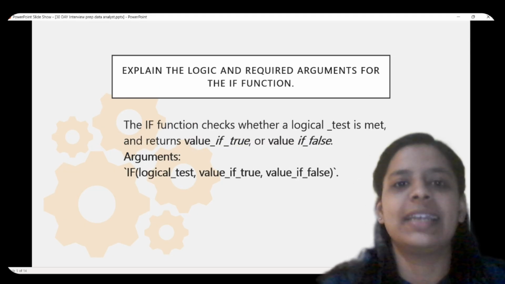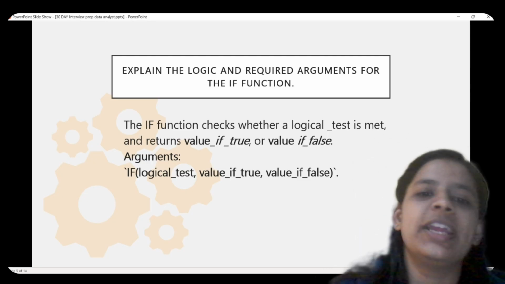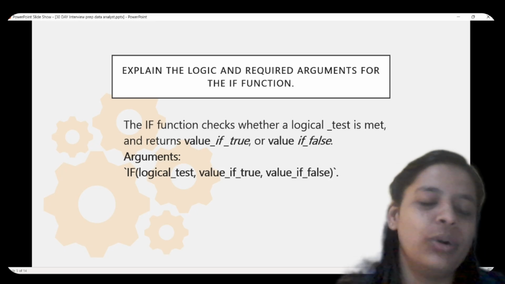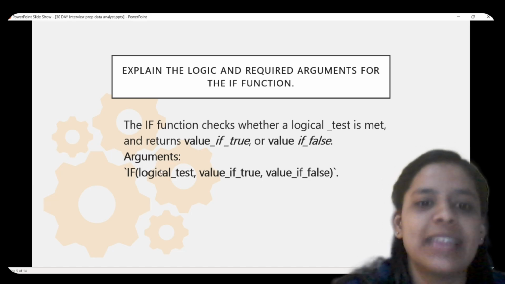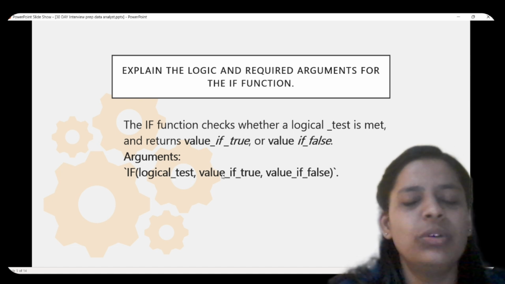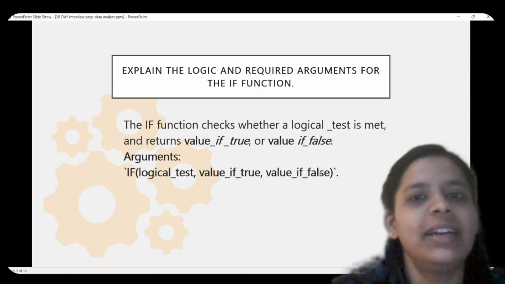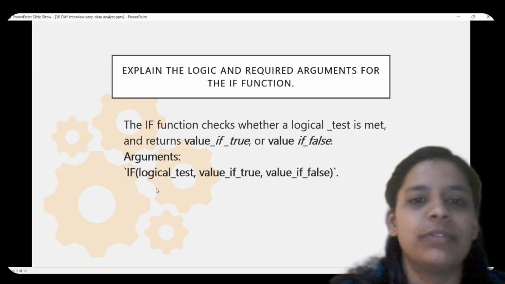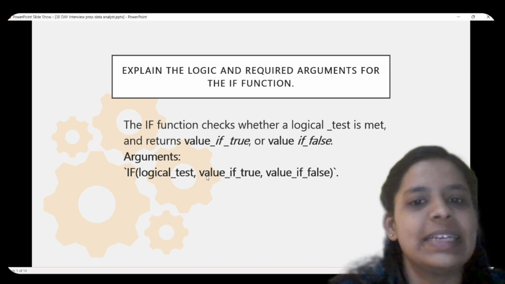Now next is to explain the logic and the required arguments for the IF function. The IF function basically checks whether the logical test that we have passed is true or false. The syntax is IF, logical test, or the condition that we are trying to pass in, value if the condition is true, and then the value if false, separated by commas. So this is the overall syntax for the IF function, and the arguments are logical test, value if true, and value if false.